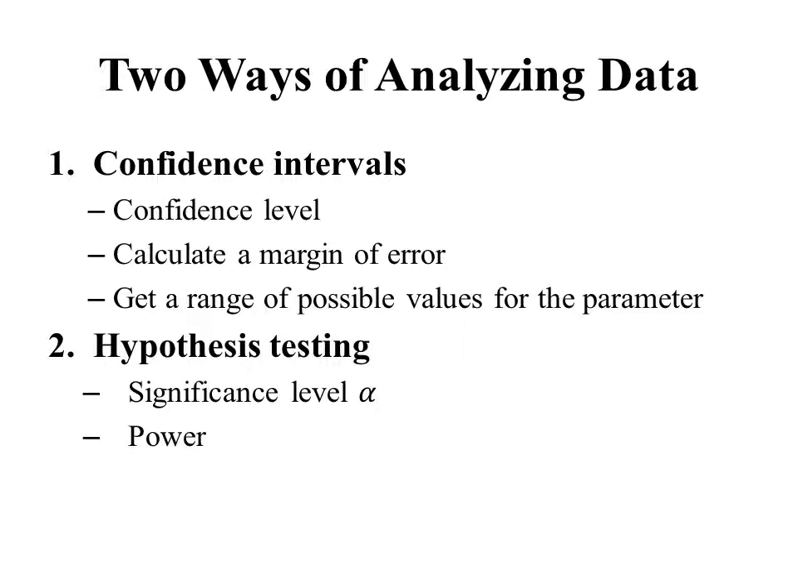The second way of analyzing data is hypothesis testing. In hypothesis testing, we start off by selecting a significance level alpha, which was typically 0.05, and then we compared our p-value to that. And related to this significance level is an idea called power, which the book has talked about, but we haven't really mentioned it in any of our lessons.